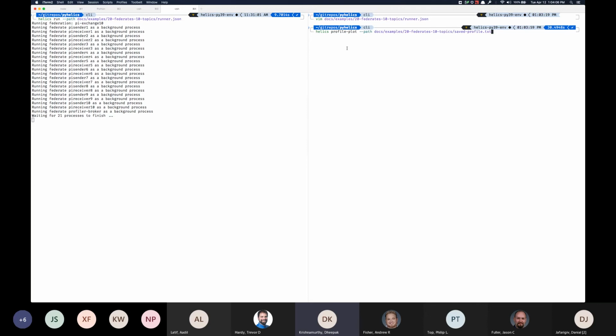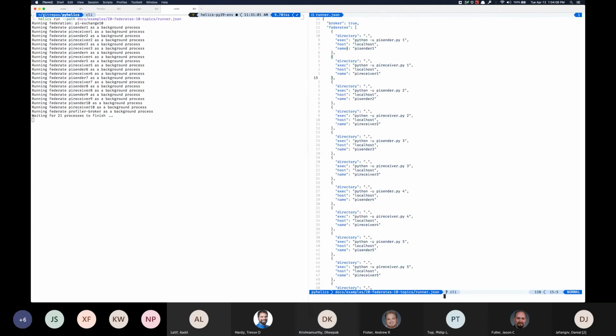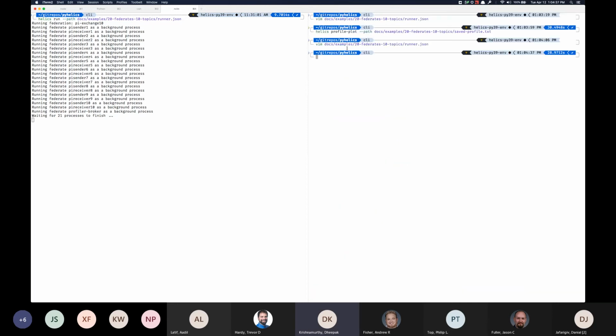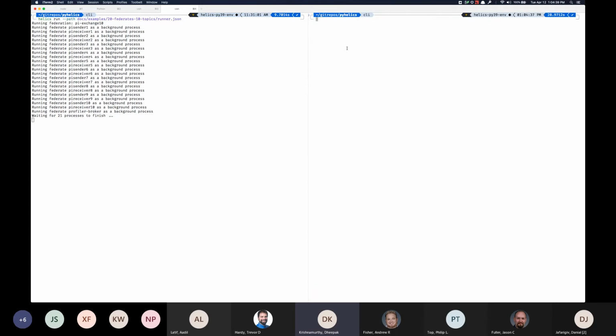And actually, let me open that file again. So in addition to those 20 processes, the 20 different federates, I've passed this argument to the broker, which is the profiler argument. And this creates a profile.txt file in the folder where Helix CLI is running all these processes. And that contains profiling information about the federation.